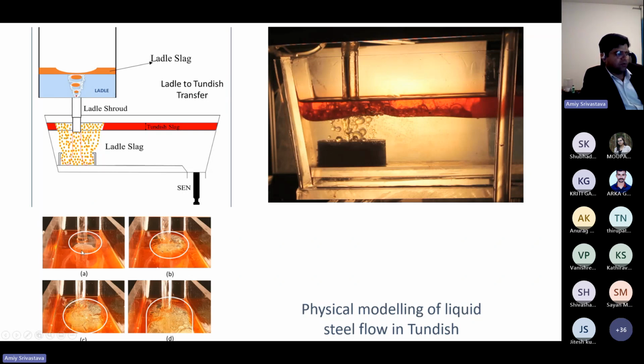So you can see this type of phenomena can happen. One open eye can be formed, and the liquid steel can be exposed. You see that red oil is removed, and here, when the ladle slag is introduced, that open eye was increased, it was extended.